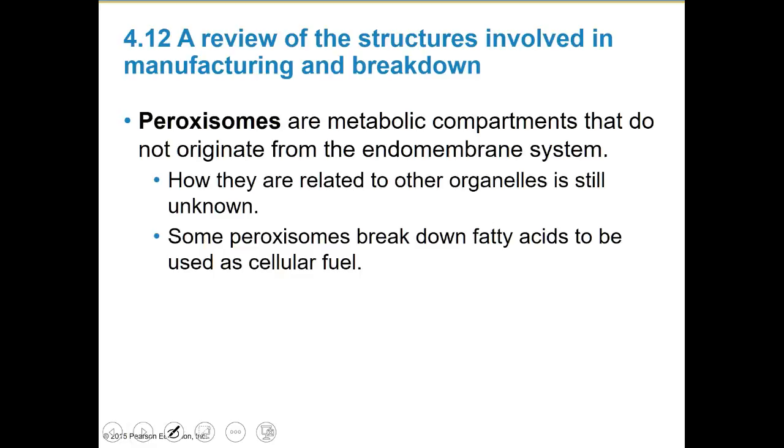All right, one last thing here is a peroxisome, and it's a lot like what you think it is. Think like hydrogen peroxide. Hydrogen peroxide is actually a naturally occurring chemical.